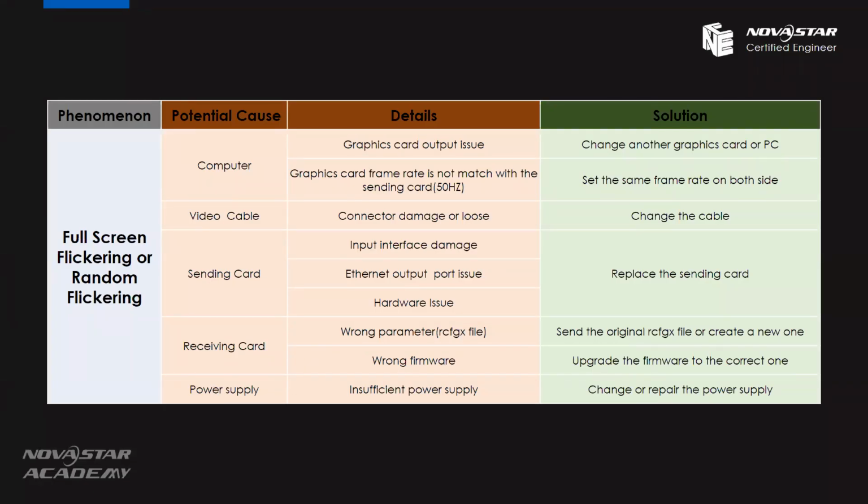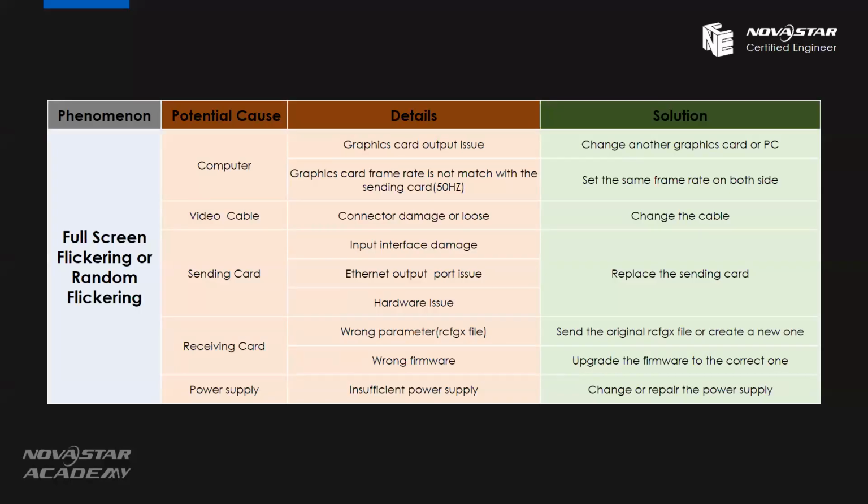It could be the computer. So for the computer, it could be the graphics card output issue. And it could be the graphics card frame rate is not matched with the sending card. Because in the NovaLCT software settings, the first step, we need to set the sending card. We not just set the resolution, we also need to set the same frame rate. Otherwise, if the frame rate is not matched, it also could cause the screen flickering issue.